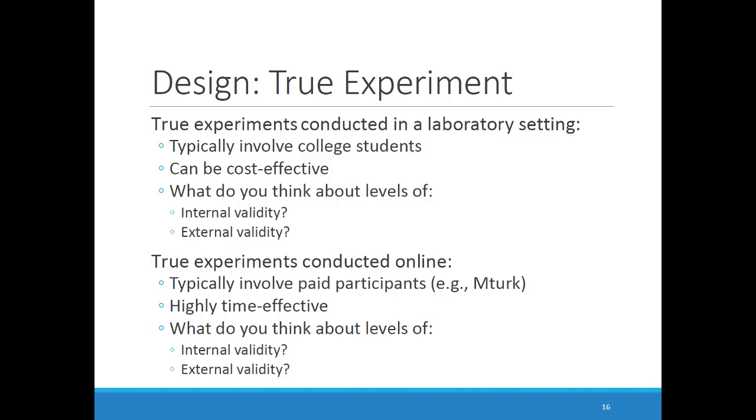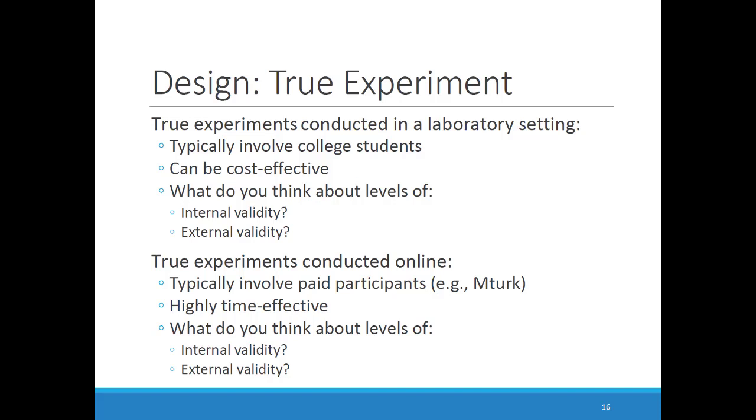True experiments conducted online typically involve paid participants. One example is called MTurk. There are other ones too. Lots of different online platforms that we call crowdsourcing. Essentially researchers can post studies and they pay participants to participate in those studies. Because you can get a lot of participants very quickly, these are time effective, so they're quick.